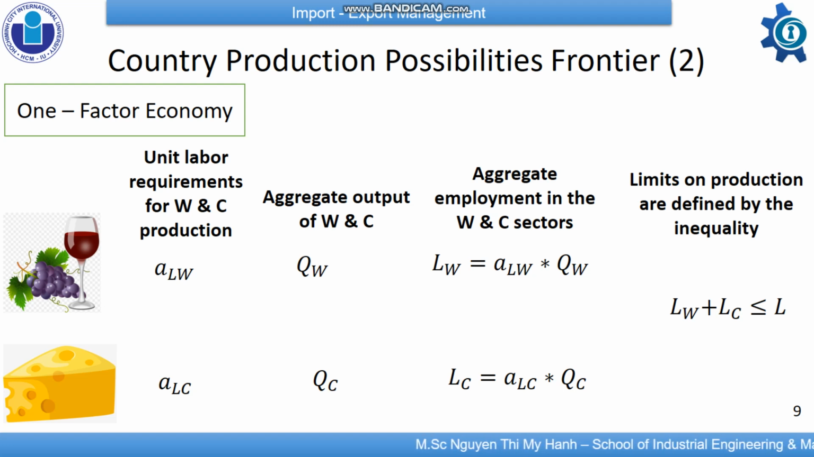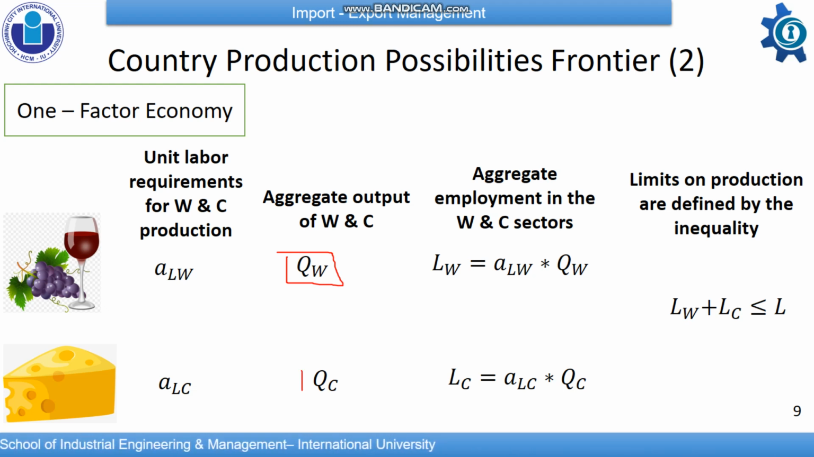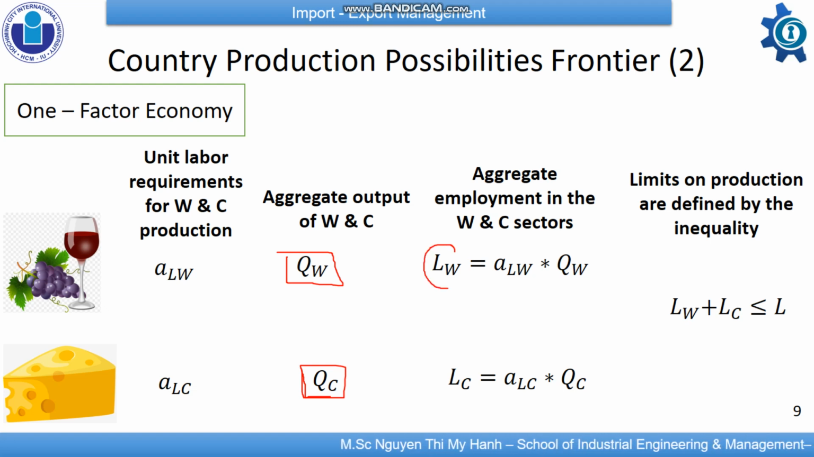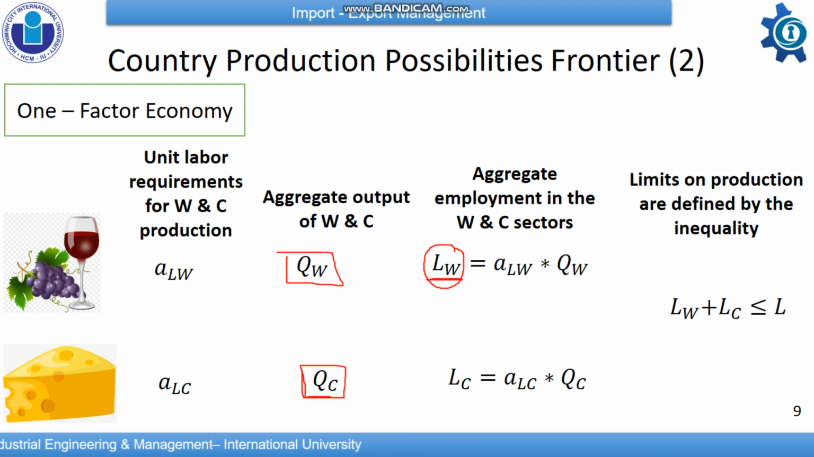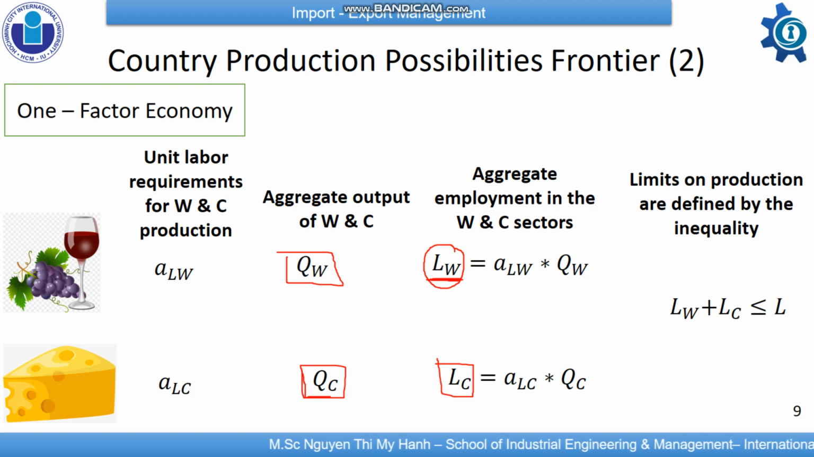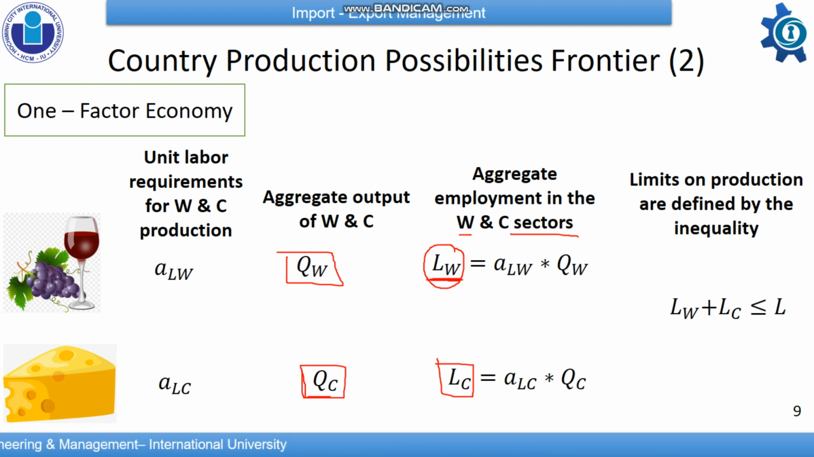And here, let's say that Q is the aggregate output of wine and cheese, QW and QC. It means the quantity that they should produce of wine and cheese. And another one is the labor limitation. LW is the labor they can offer to produce wine, and LC is the labor who produce cheese. We can calculate the aggregate employment in the wine sector as the unit labor requirement for wine times the quantity we should produce.